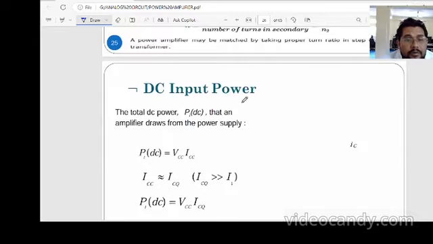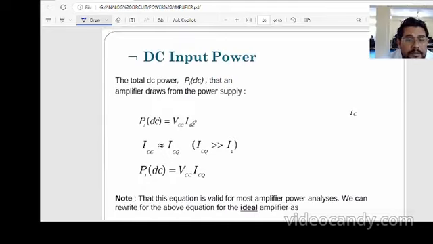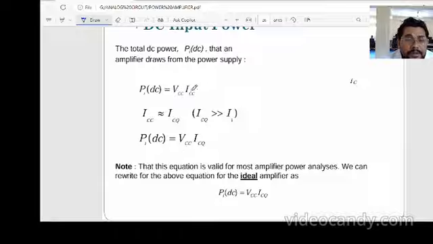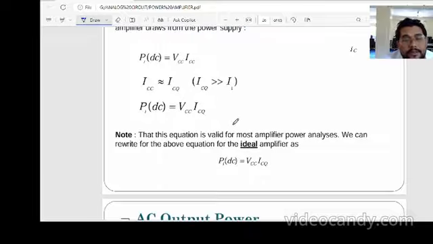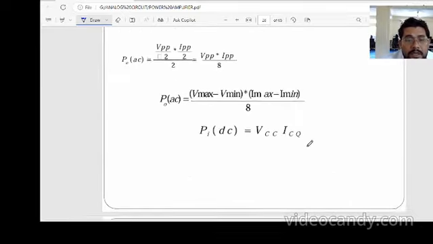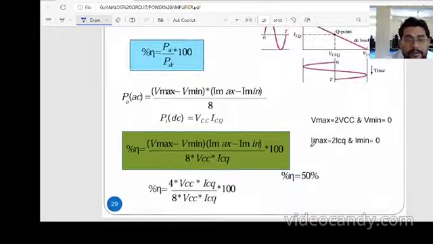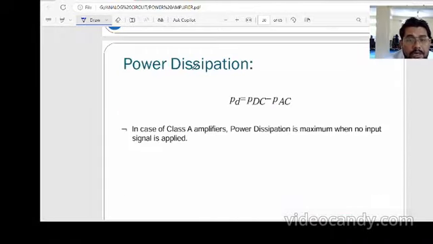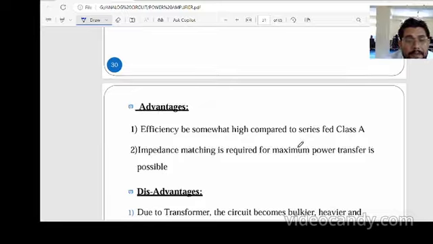So the DC input power is amplified to the AC power. We have already studied DC power, VCC into IC, and AC power, which we have already discussed. Power DC is the total of DC power plus AC power. In the case of a class A amplifier, power DC is maximum when no input signal is applied. The efficiency can be high as compared to series feed amplifier.